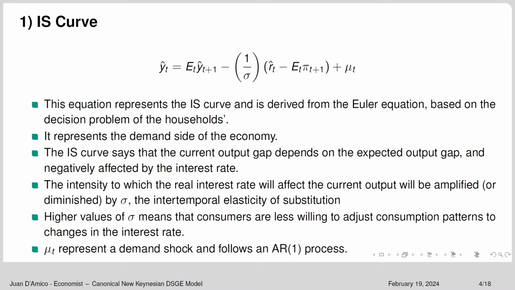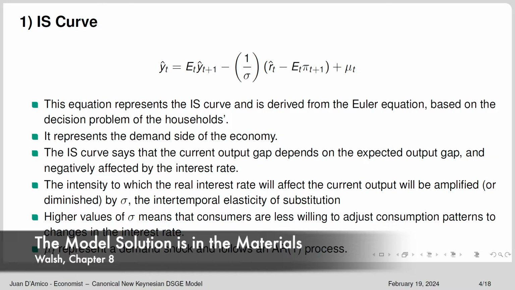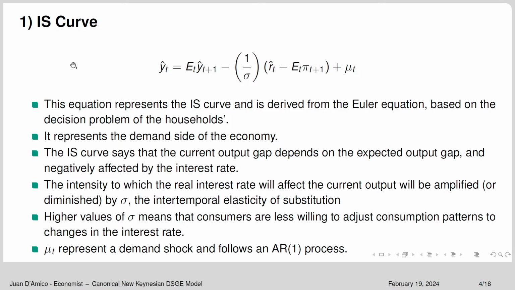Let's begin talking about the IS curve. Now, the mathematical solution for the derivation of the model is included in the PDF. So for simplicity, in this tutorial, we're just going to talk about the parameters, the equations, and the implications for monetary policy. So the equation we are seeing here represents the IS curve and is derived from the Euler equation based on the problem of the households. This equation is going to represent the demand side of the economy.